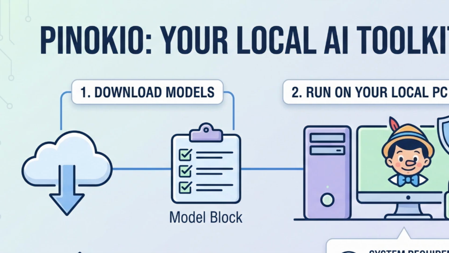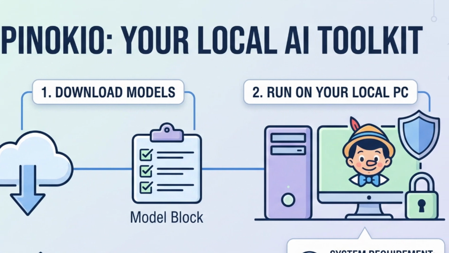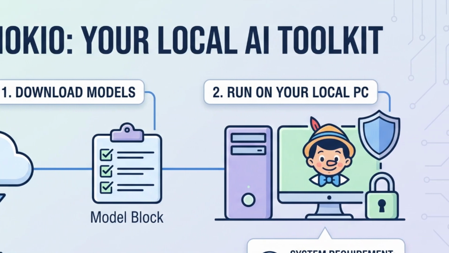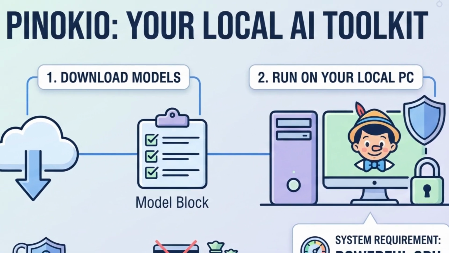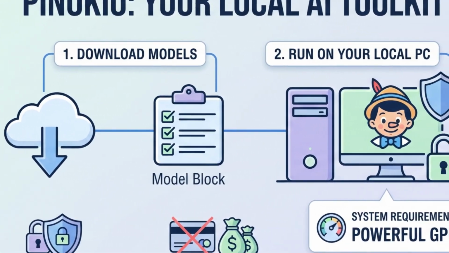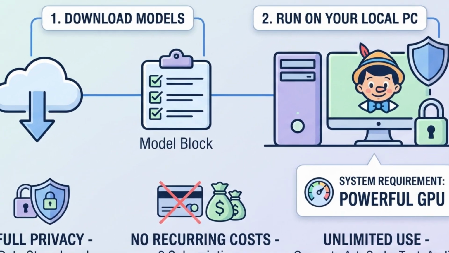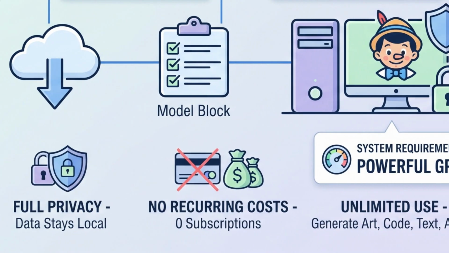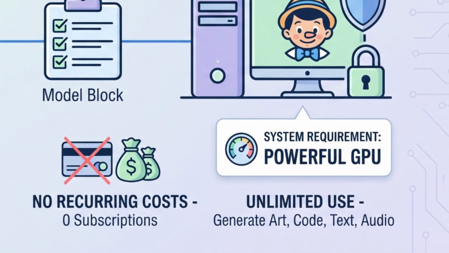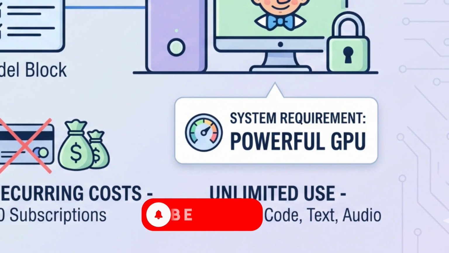How does this work? Pinokio acts like a local server that lets you run AI tools directly on your computer. You can download AI models and use them offline, without relying on cloud services. Since everything runs on your own machine, there are no subscription costs, and your data stays private. The only requirement is a reasonably powerful computer for smooth performance.